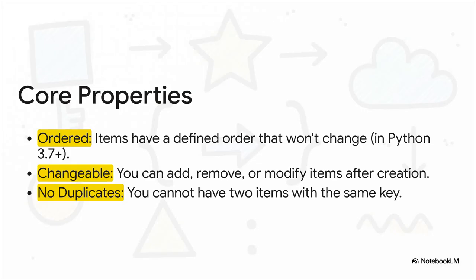Now, there are three main things you've got to remember about them. First, they're ordered, which means they remember the order you put things in. Second, they're changeable, so you can add, remove, or change things whenever you want. And third, and this one's a big deal, you can't have duplicate keys. Every single key has to be unique.